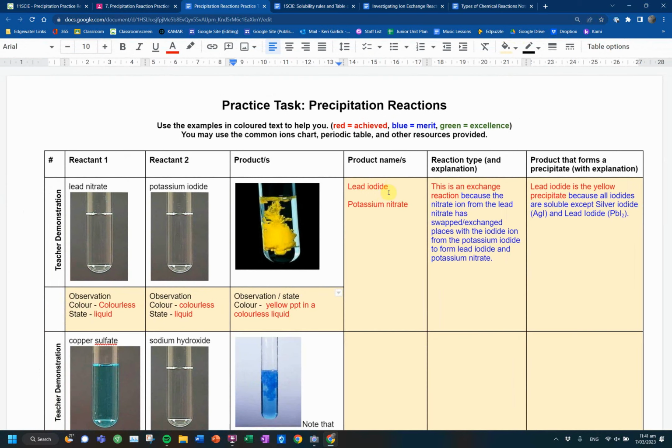You need to do that for the other reactions over there. And then the next thing is you need to identify the type of this reaction. For the other reactions, you just need to tell me that this is an exchange reaction, or you could write this is a precipitation reaction. I would accept both of them. The other thing you need to do is tell me what that yellow precipitate is.